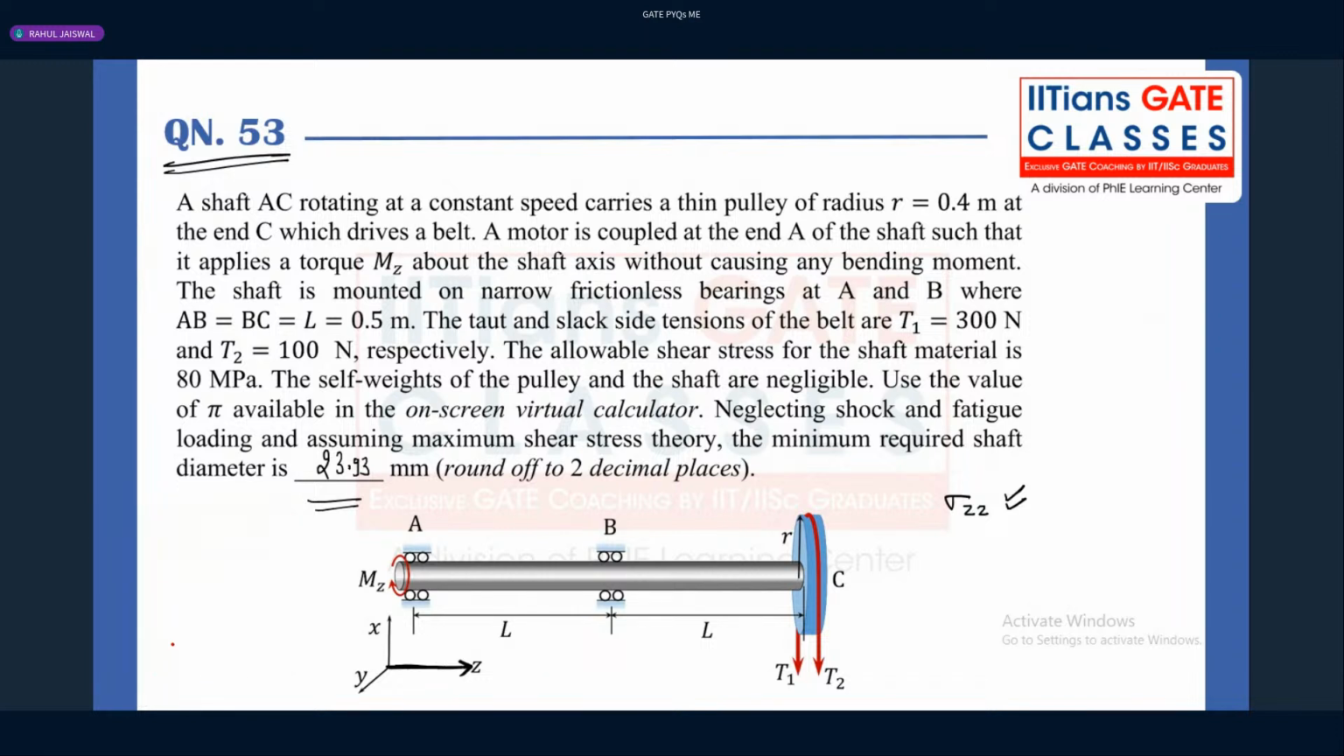But if you want to solve precisely each and everything, then first of all you need to take the critical section. The critical section will be here, because there you have the maximum bending moment, maximum bending stress, and maximum shear stress. By definition, you have to take a section where you have the maximum shear stress. Where exactly is the maximum shear stress? At point B. Suppose there is a circular shaft, then everybody knows that because of the torsion, the shear stress will be developed like this.